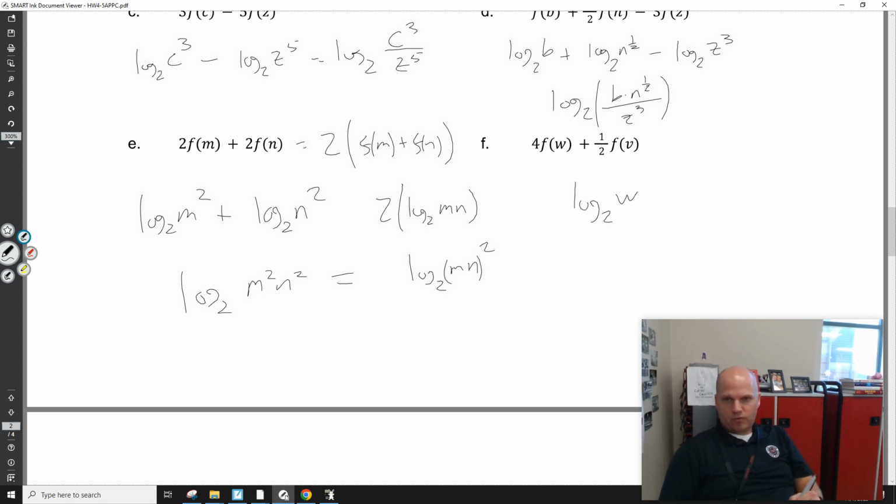Log base 2 of w to the 4th plus log base 2 of v to the 1/2. Log base 2 of w to the 1/2. Wouldn't probably choose that.